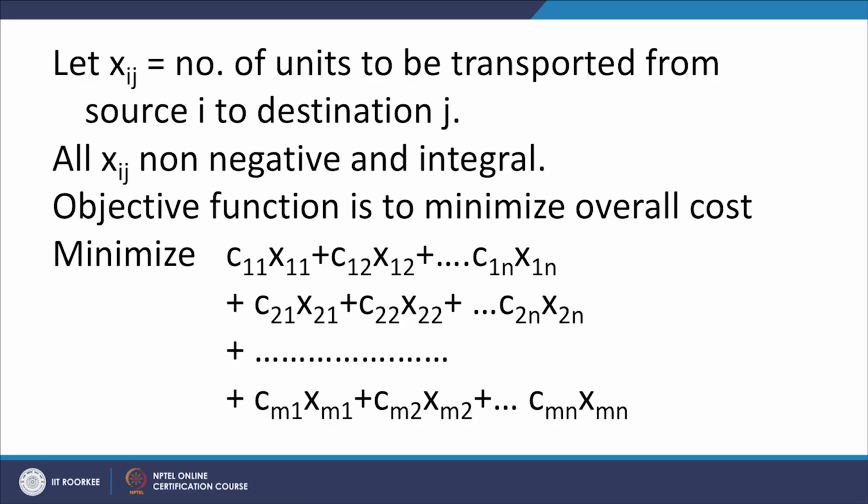So, the model for the transportation problem looks like this. Let Xij be the number of units to be transported from the ith source to the jth destination. All Xij's should be non-negative and should be integral. The objective function is to minimize the overall cost, that is minimize C11 x11 plus C12 x12 plus C1n x1n etc., and like this up to Cm1 xm1 plus Cm2 xm2 plus Cmn xmn. So, this is the overall cost of the problem.